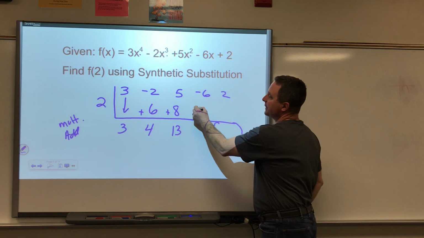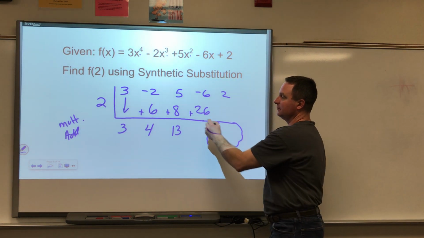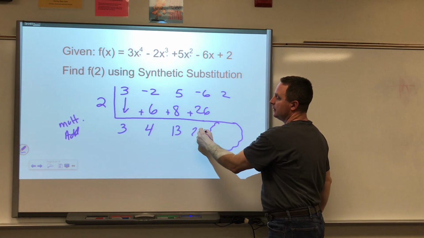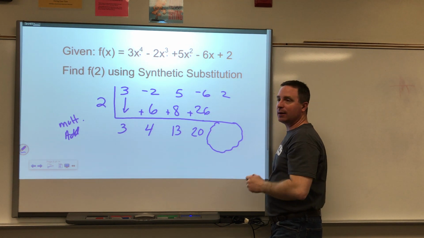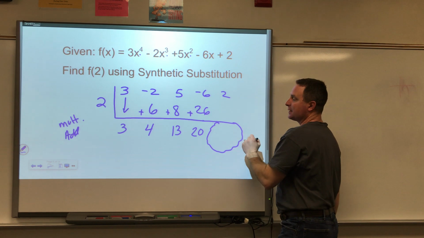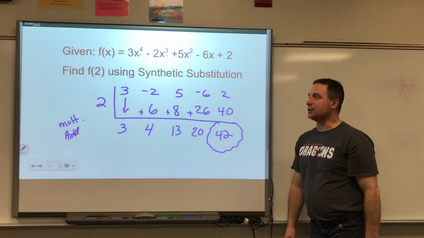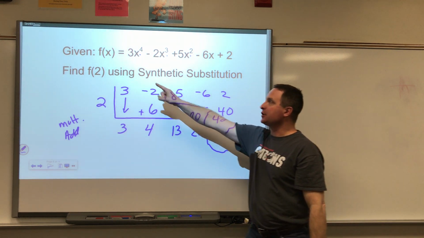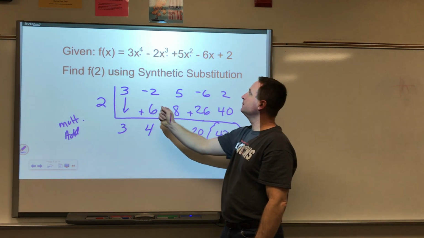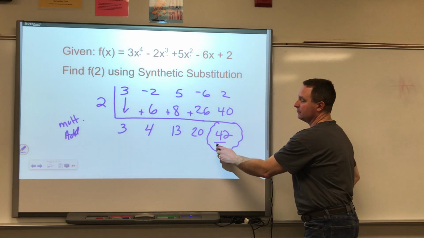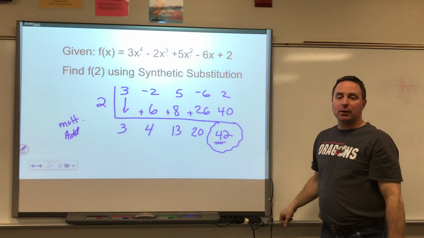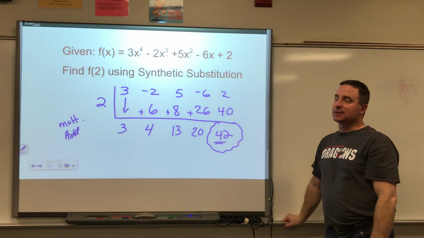2 times 13 is 26, and I add again. Negative 6 plus 26 is 20. 2 times 20 is 40. And 40 plus 2 is 42. The value of this function when x is 2 is 42. And that's the type of work I expect to see in your assignments.